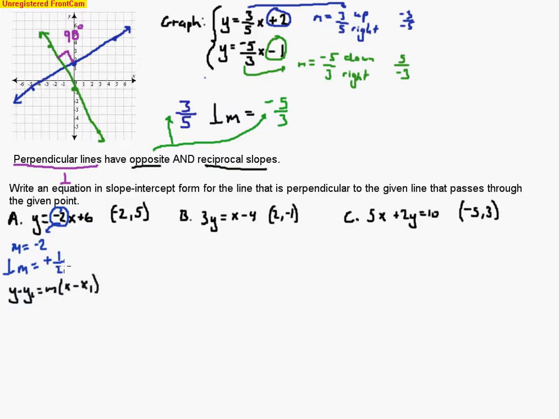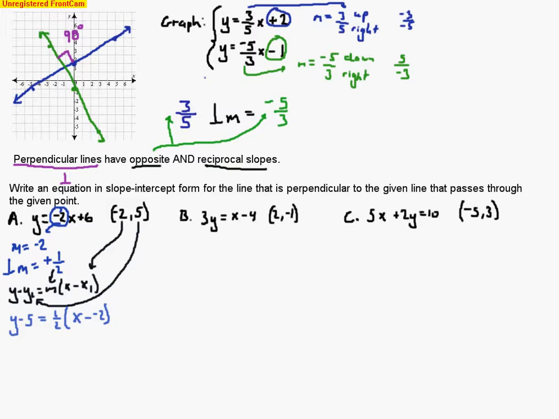And we're going to substitute. We're going to put that 1/2 in for m, the -2 in for x1, and that 5 goes way over here in for y1. And so we go ahead and do that substitution. Here's what we get to write down. We've still got our y, and then it's a -5 equals 1/2 times x minus -2.